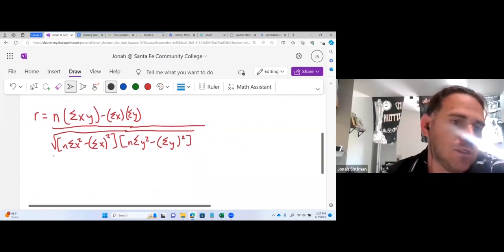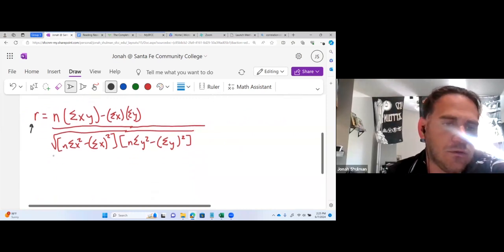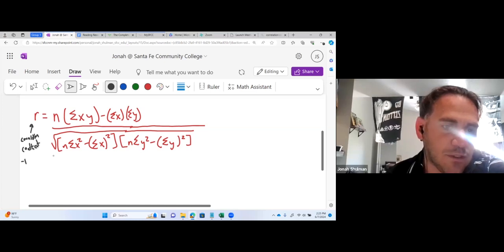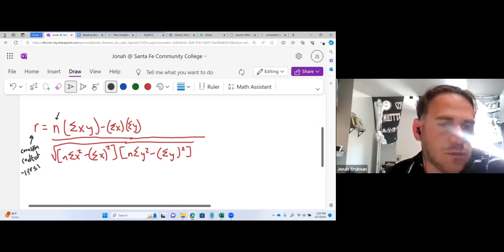So this is your R value, or your correlation coefficient. It can be positive, it can be negative. It's going to be between -1 and 1. The n here is just the total number of terms.